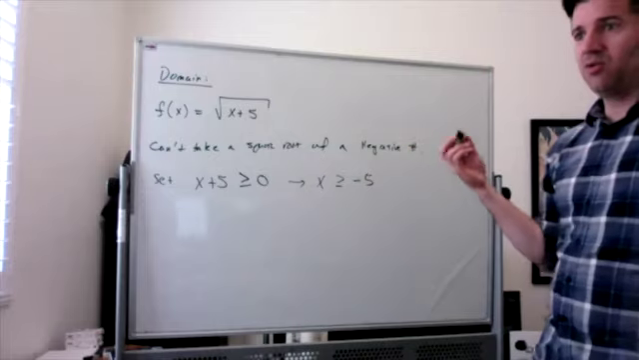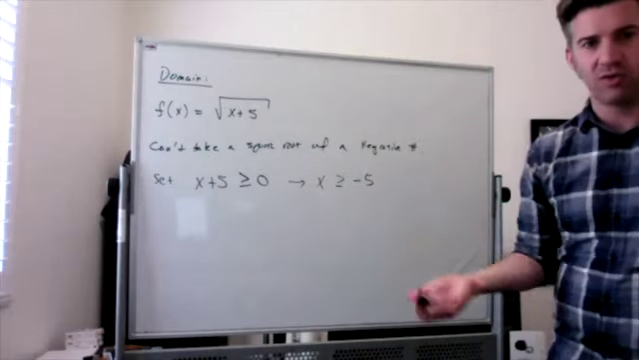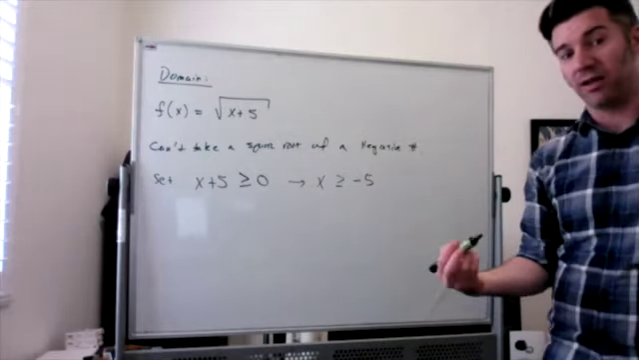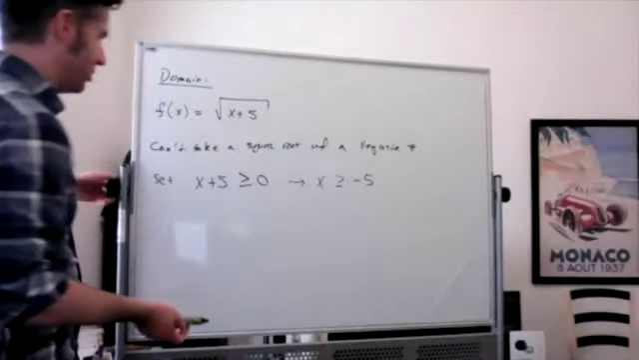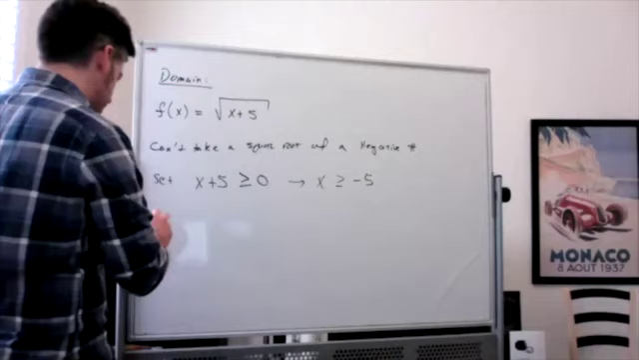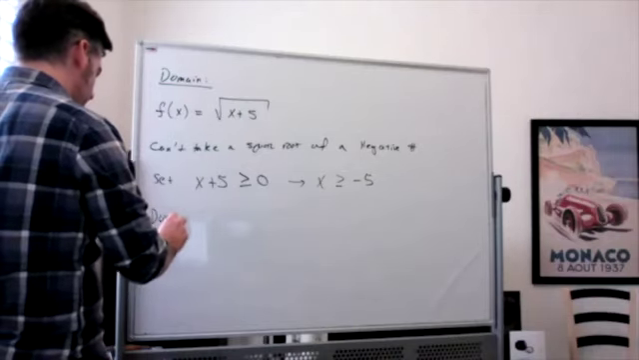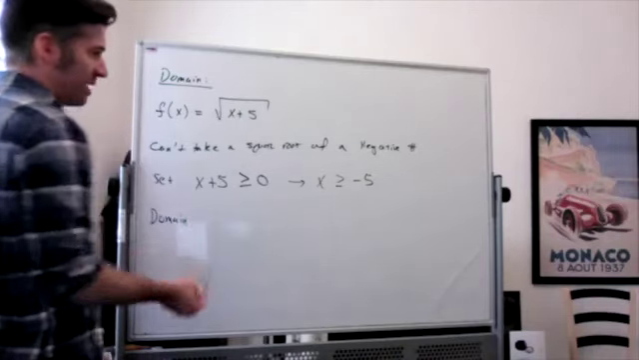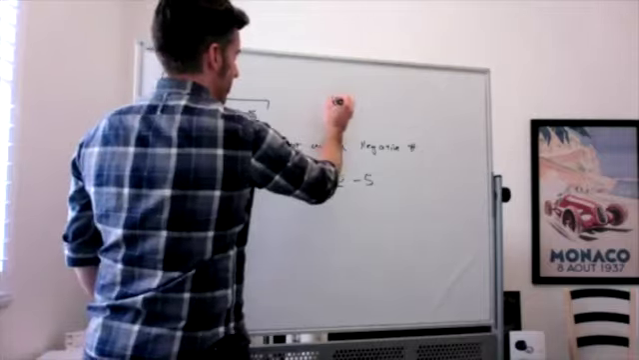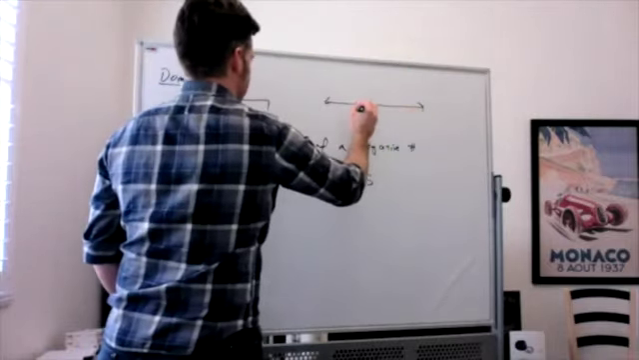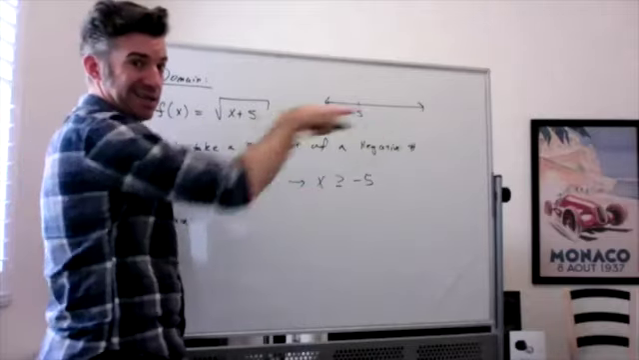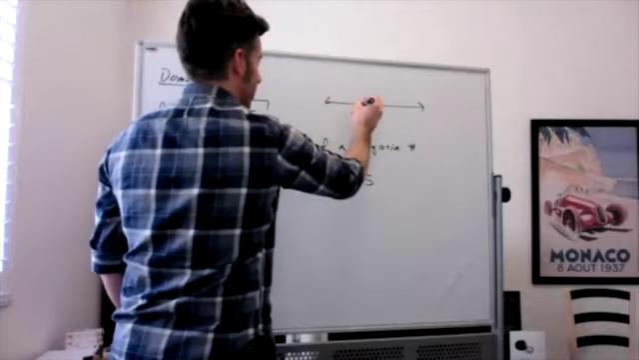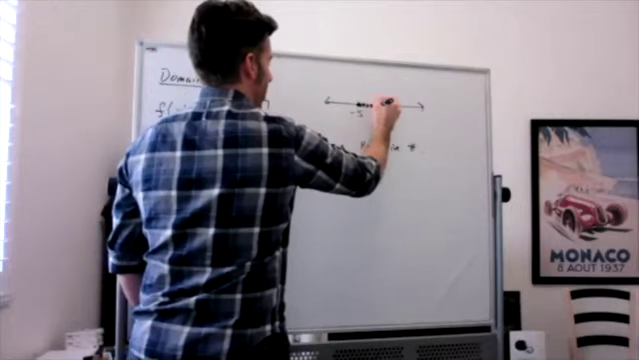Now, there are usually 2 typical ways people want you to write the domain of a function. The way that I am most partial to is writing it in interval notation. We can even draw it on the number line. So here's negative 5, and I want x to be bigger than or equal to negative 5, which means we're to the right of negative 5, including negative 5. So I want all of this.